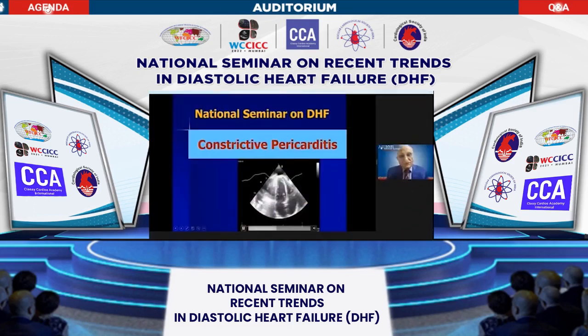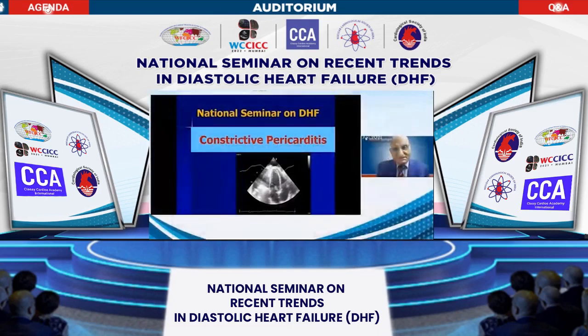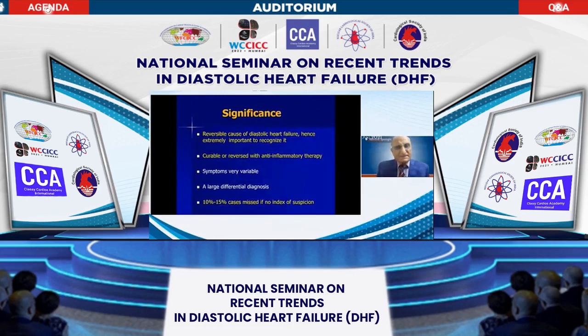Well, thank you, Mr. Chairperson, and ladies and gentlemen. Over the next few minutes, I shall discuss some basic aspects of constrictive pericarditis. And being a mixed crowd, I will try to keep about 35 to 40% clinical and the rest echo. Now, constrictive pericarditis, as you know, is very significant because it is a reversible cause of diastolic heart failure, hence extremely important to recognize. It is curable either by pericardiectomy or reversed with anti-inflammatory therapy. And 10 to 15% of cases are missed if there is no index of suspicion.